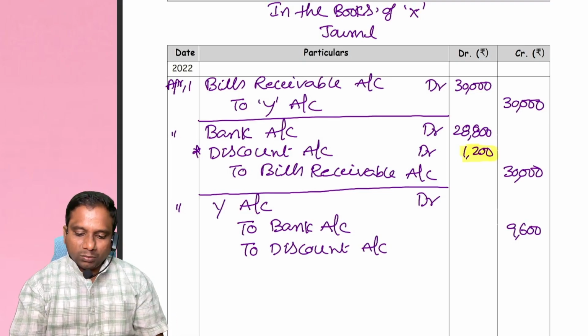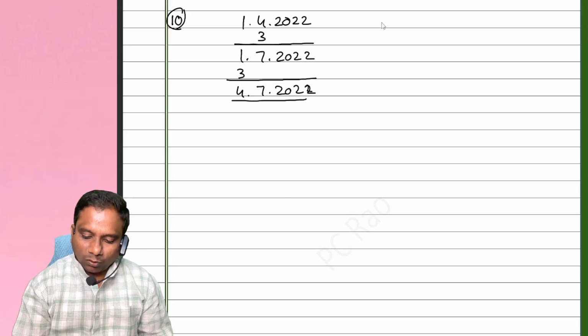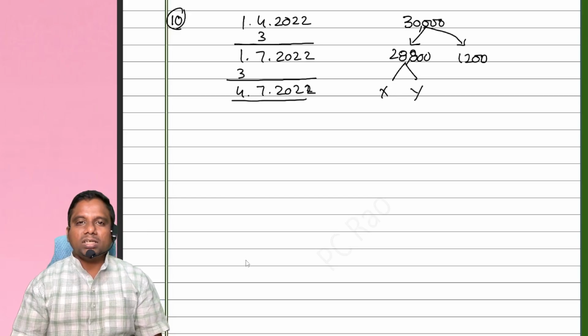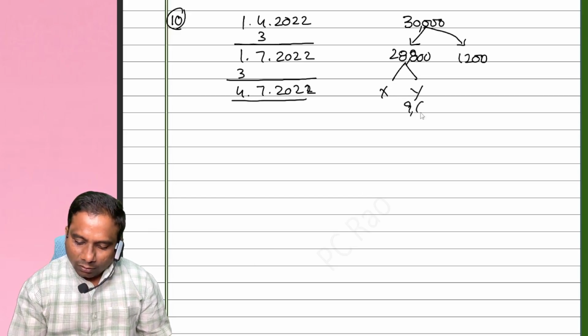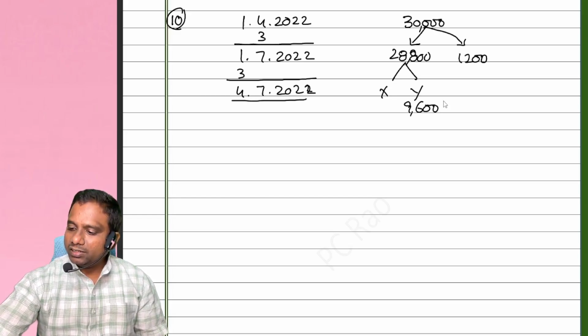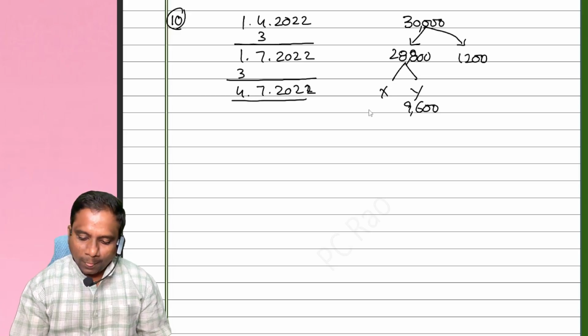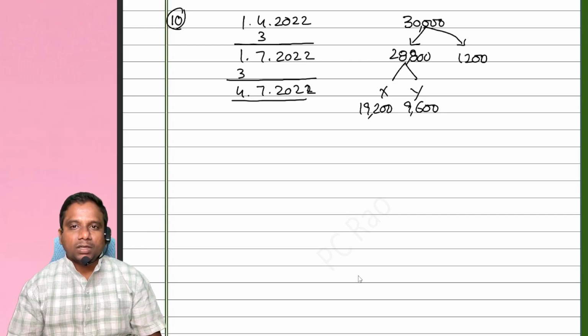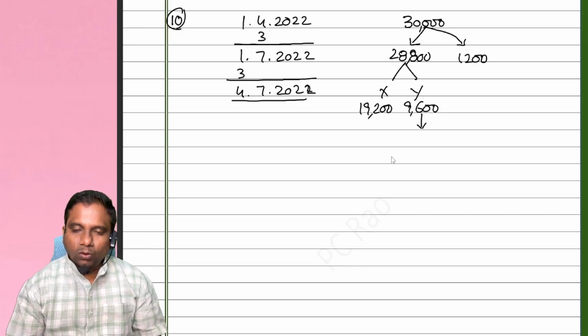Now you people tell me how they are sharing the amount. Total bill amount is 30,000. 28,800 received, 1,200 discount. Out of this, how much is X using and how much is Y using? To Y we sent 9,600. 28,800 minus 9,600 is 19,200, used by X.